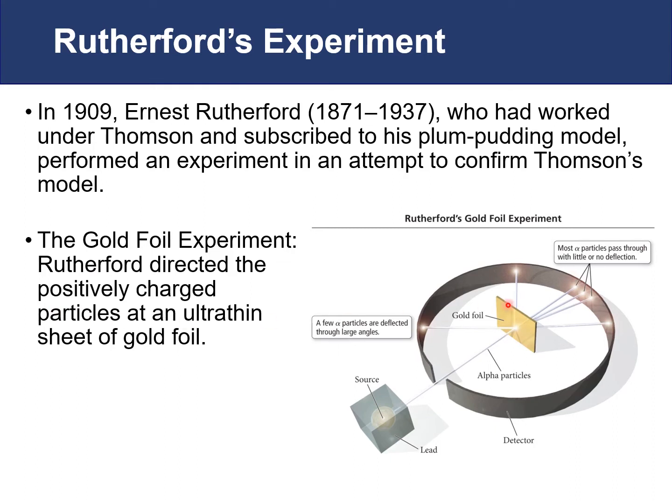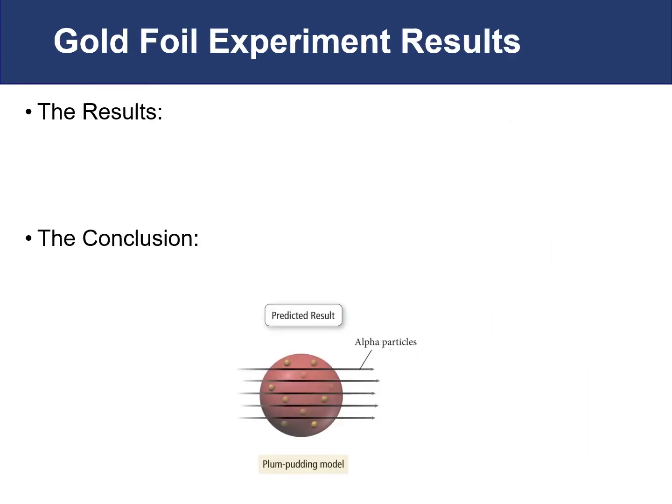Now, the reason why gold foil was used is gold is very malleable and can actually be hammered into an almost single atomic layer sheet. So you can get gold to be very, very thin, which enabled them to look at alpha particles interacting with essentially a single cross-sectional area of atoms in this particular experiment.